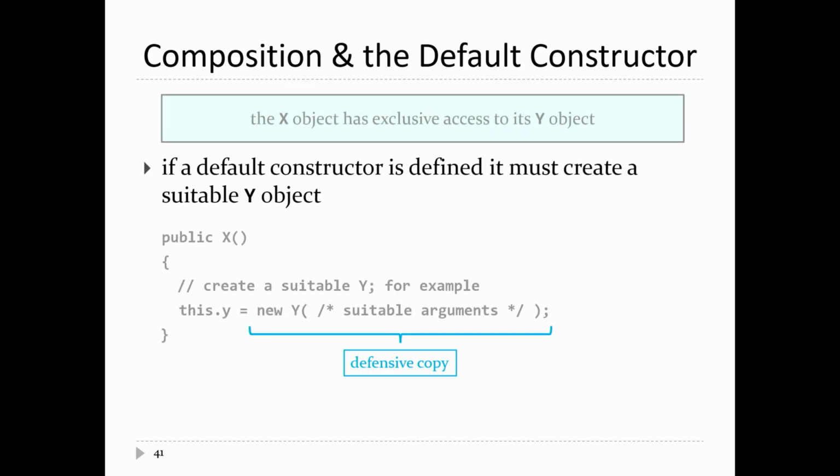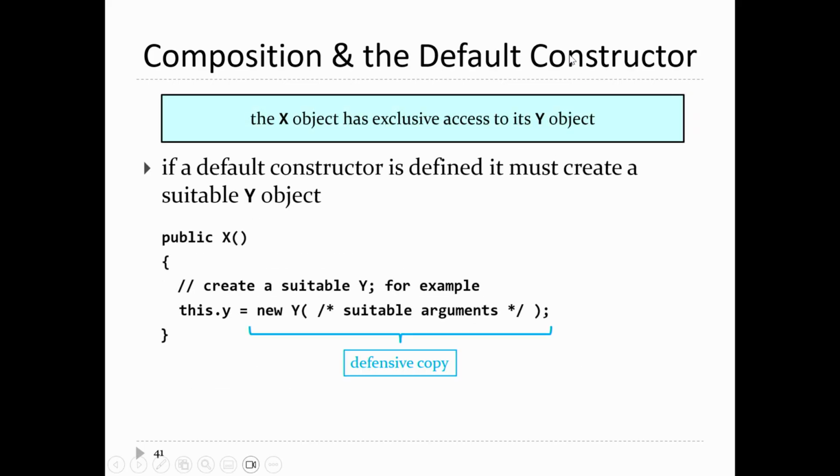Okay, so your no-argument constructors are not normally different between aggregation, composition, and association. The no-argument constructor for x has to make a y object. There's no choice. So you're going to write this.y = new Y(...), depending on what the y constructor looks like. This isn't really a defensive copy. It's just how you implement a constructor.